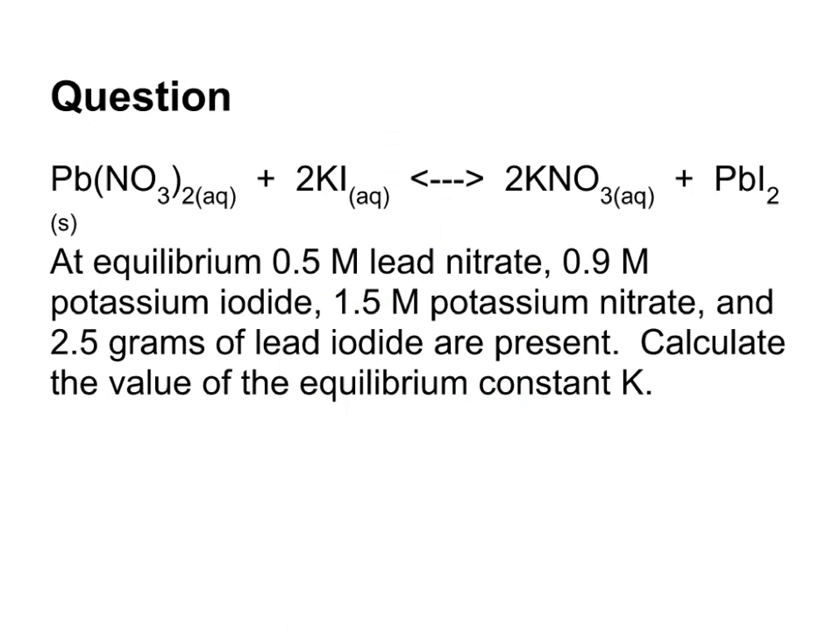Your question for this section: at equilibrium, 0.5 molar lead nitrate, 0.9 molar potassium iodide, 1.5 molar potassium nitrate, and 2.5 grams of solid lead iodide are present. Write the equilibrium expression and calculate the value of the equilibrium constant K.